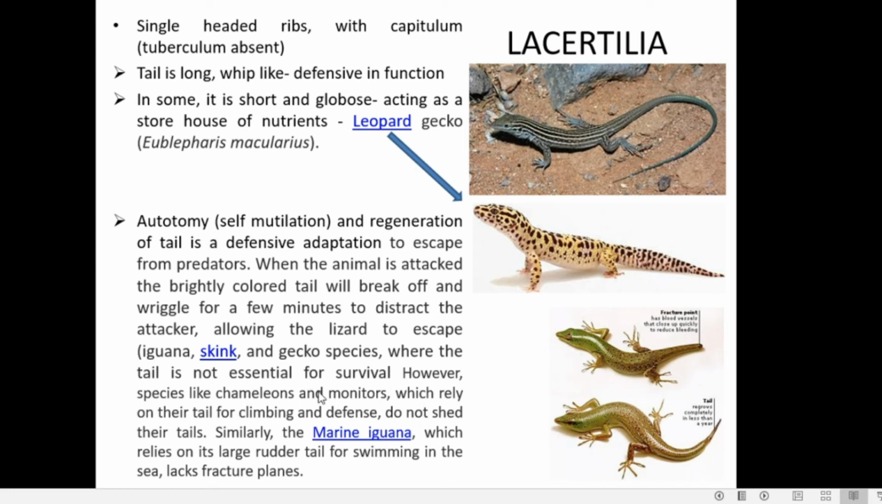Whereas in some lizards like chameleons and monitors, they are arboreal or tree living forms. So, they will totally depend upon their tail for climbing and also for defense purpose. So, they cannot shed their tails. Similarly, the marine iguana uses its tail as a large oar or rudder for swimming. So, in them also such type of autotomy cannot be seen. Autotomy is usually seen in those lizards where the tail is not so essential for survival, and the examples are iguana, skink, gecko species, etc.